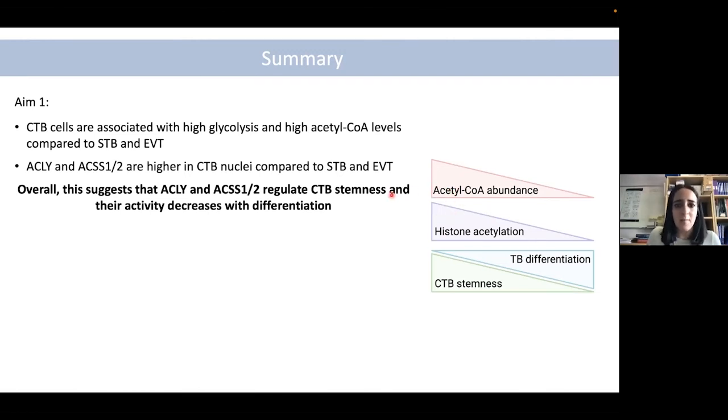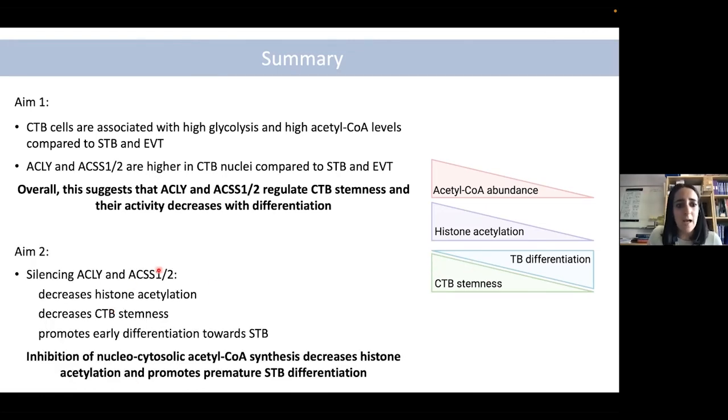And the enzymes that are directly associated with the regulation of these metabolites are ACLY and ACSS2, which are again higher in the nuclei of the CTB compared to STB and EVT. Indeed, when we knock down these enzymes, histone acetylation decreases, trophoblast stemness decreases, and differentiation starts to go towards the STB lineage.